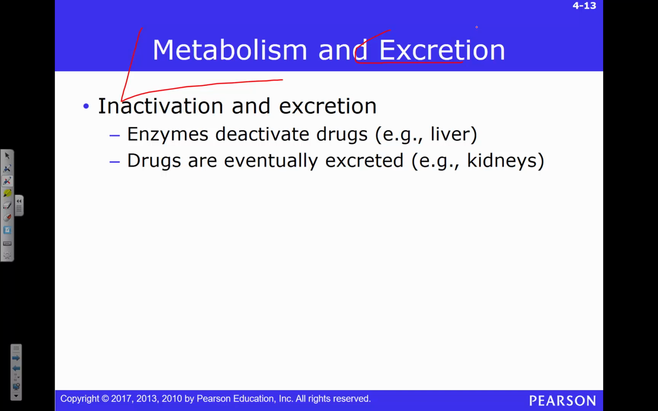It doesn't take very long at all, right? So we're going to be up there, we're going to be fine. All right. We do need to inactivate and we do need to excrete things.